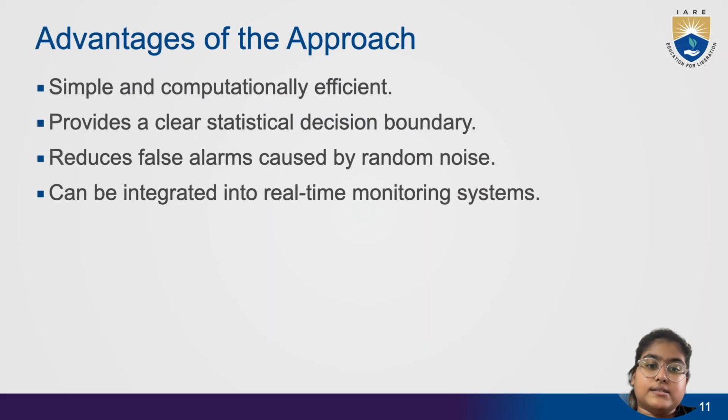The chi square test has several key advantages for real world applications and monitoring. First, it is simple and computationally efficient. It can be easily implemented in real time systems. Second, it provides a clear statistical decision rule, removing subjectivity from the analysis. Third, it helps reduce false alarms caused by random noise or small fluctuations in the vibration data. And finally, it can be integrated with other diagnostic tools and machine learning models, forming a hybrid predictive maintenance framework.